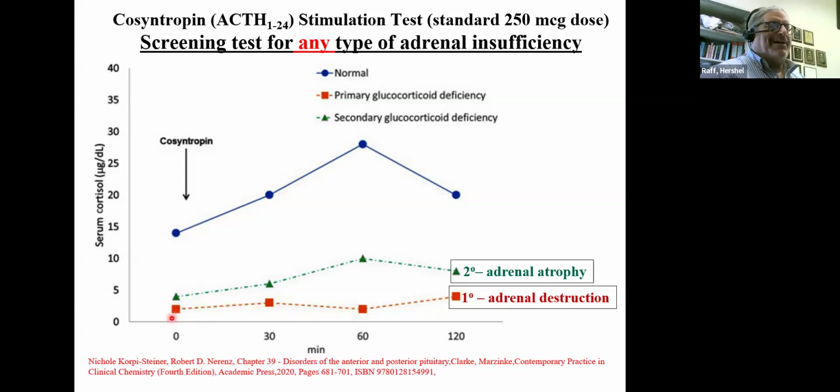Sometimes it's not zero. It could be a little bit, but the assay down at that end isn't that great anyway. It kind of doesn't matter. This is so unbelievably subnormal. Who cares what the actual number is? Now, in secondary adrenal insufficiency, particularly if it's been going on long enough, their basal cortisol is low. But you can get a little bit of a response with that small amount of adrenal function that's left. But it's clearly subnormal, way below the cutoff. And that's the screening test for any type of adrenal insufficiency, regardless of the cause.